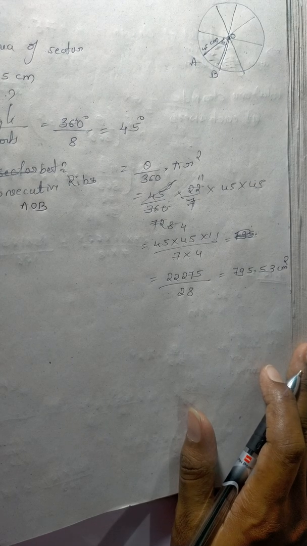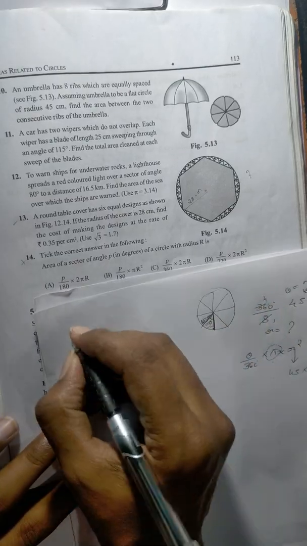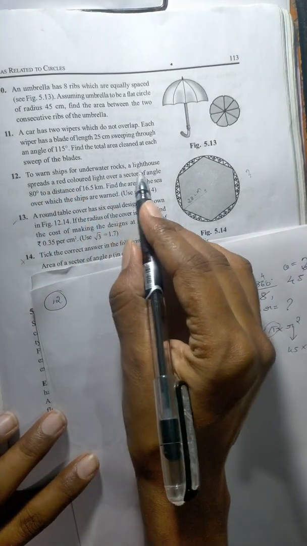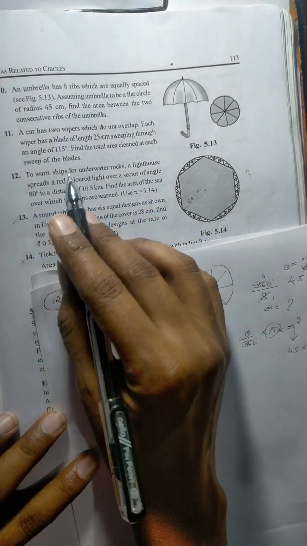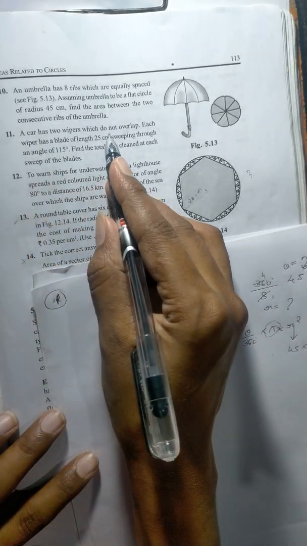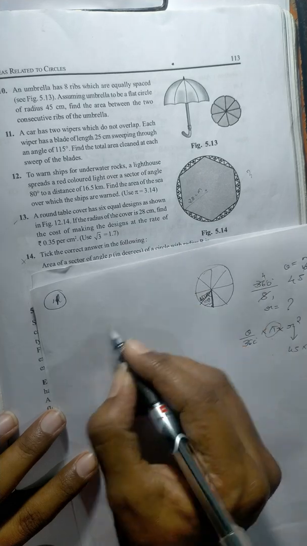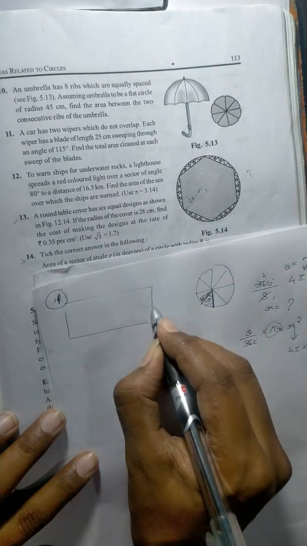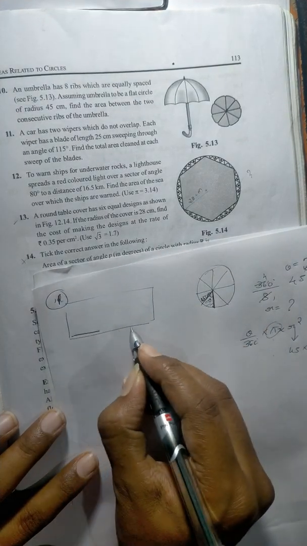Next question. The 12th one, a warning strip for the underwater rocks, a lighthouse spread. So the 11th one is not solved yet. The 11th one: a car has 2 wipers which do not overlap. In the car, we have observed this in the front mirror. So there will be a swipe. 2 swipes will be there.